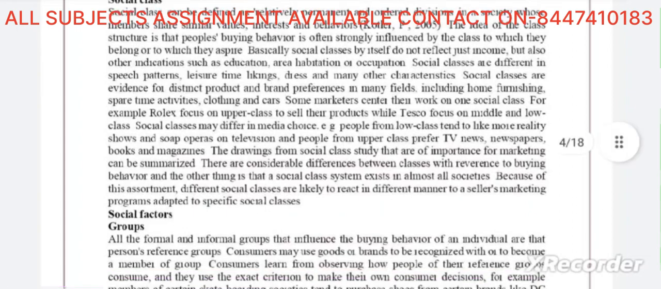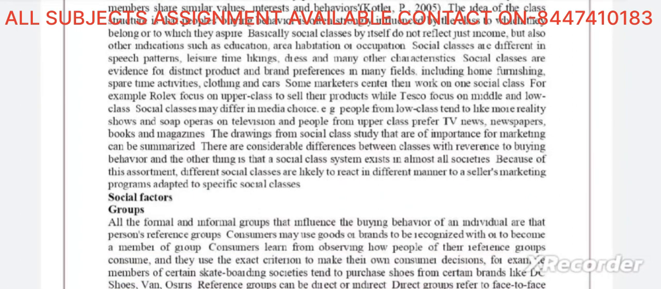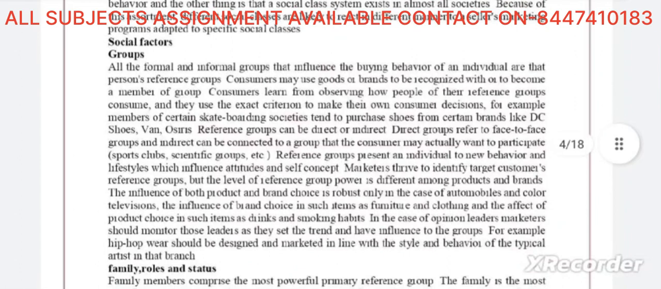The findings from social class study that are of importance for marketing can be summarized. There are considerable differences between classes with relevance to buying behavior, and the other thing is that a social class system exists in almost all societies. Because of this, different social classes are likely to react in different manners to a seller's marketing programs adapted to specific social classes.